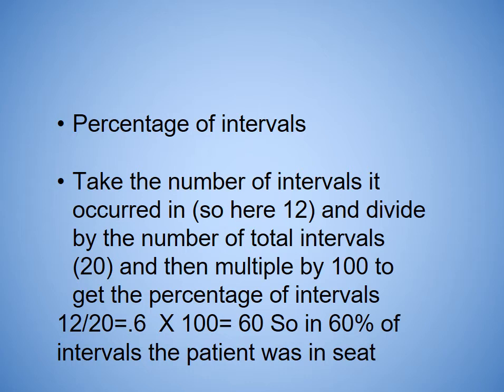Again, we can calculate a percentage of intervals. Here, there were 12 pluses. That means that in 12 of the intervals, at some point during those intervals, he was engaged in in-seat behavior. So we're going to take that number 12, divide it by 20, which gets 0.6. Times that by 100, so we can say that in 60% of intervals, that patient was in their seat.